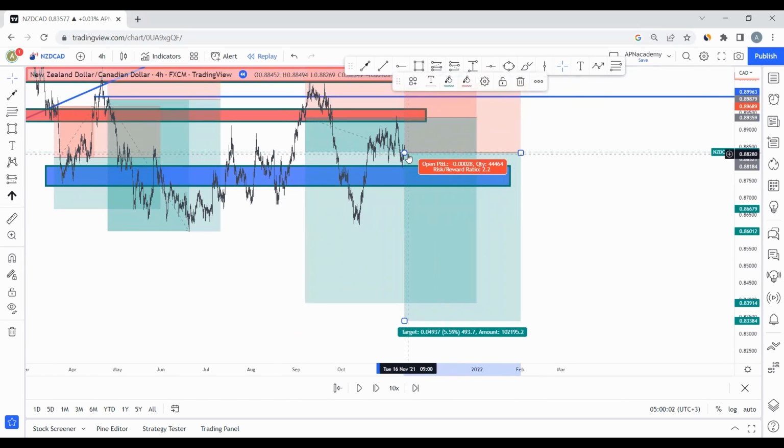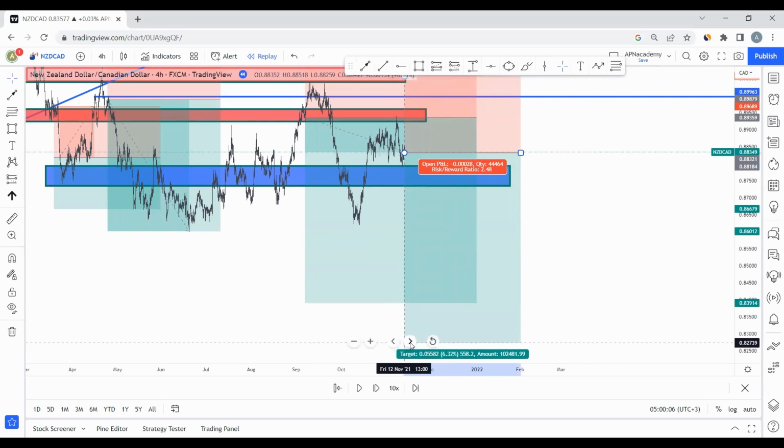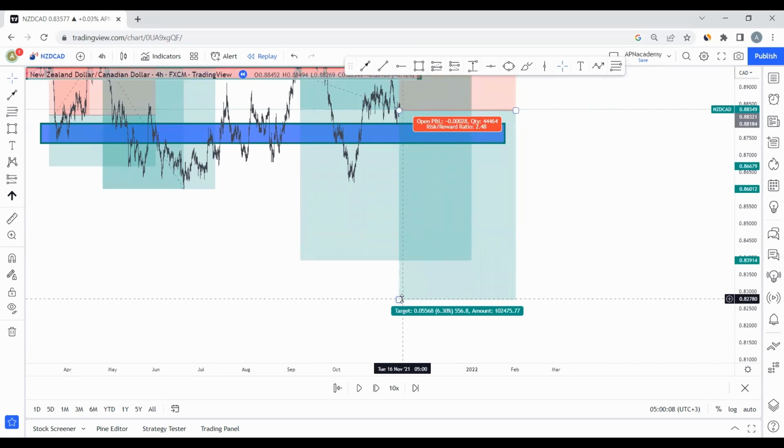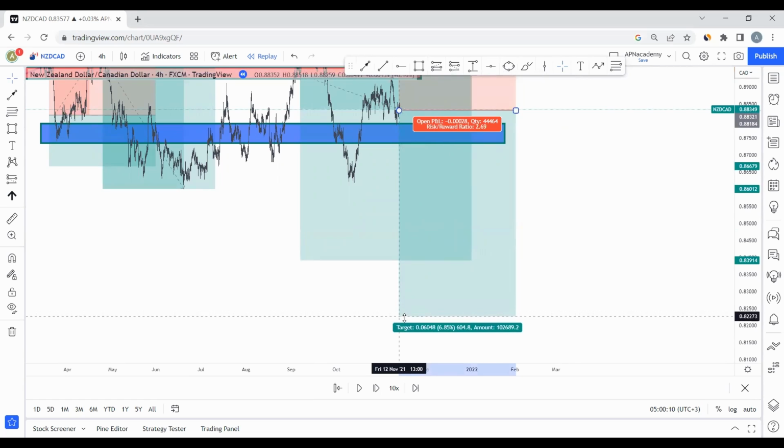So now we shall have 2 trades running. I've sold at current price. So I want a 1 to 3. It's what I normally use, 1 to 3, because I know it will be a low.